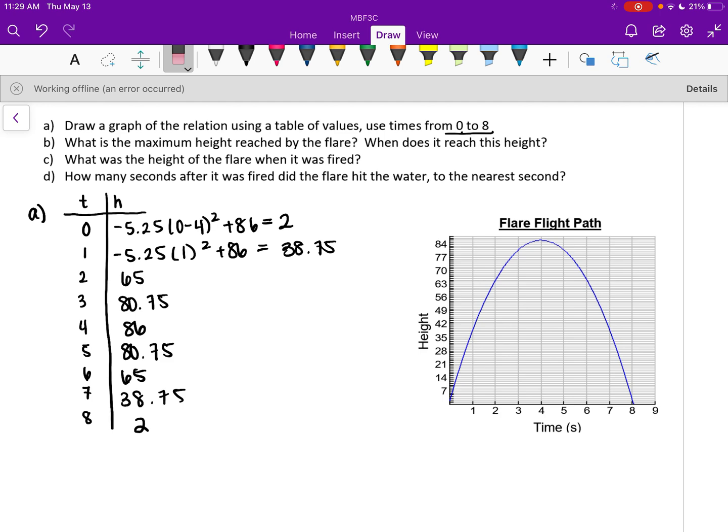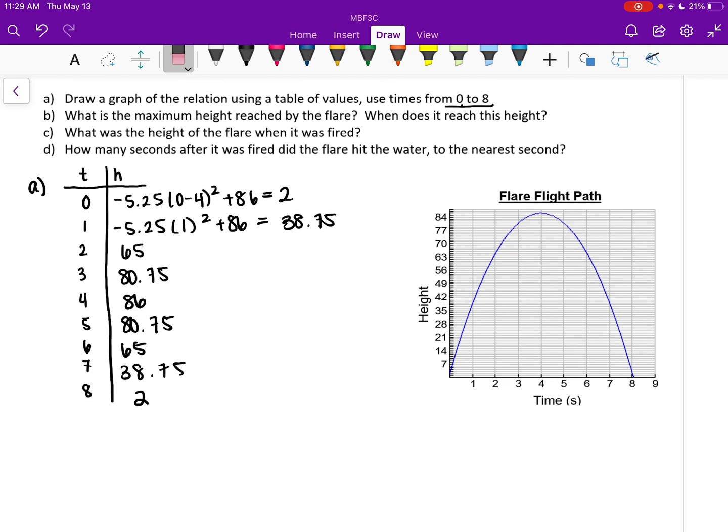What is the maximum height reached by the flare, and when does it reach this height? So let's look at it. We have this graph, and we have this little flare going all the way up, all the way up, and then it gets to this point here and turns around and starts to fall back down. So this is the maximum height that it'll reach, at time 4. If we look at time 4, the maximum height it will reach is 86 meters at 4 seconds.